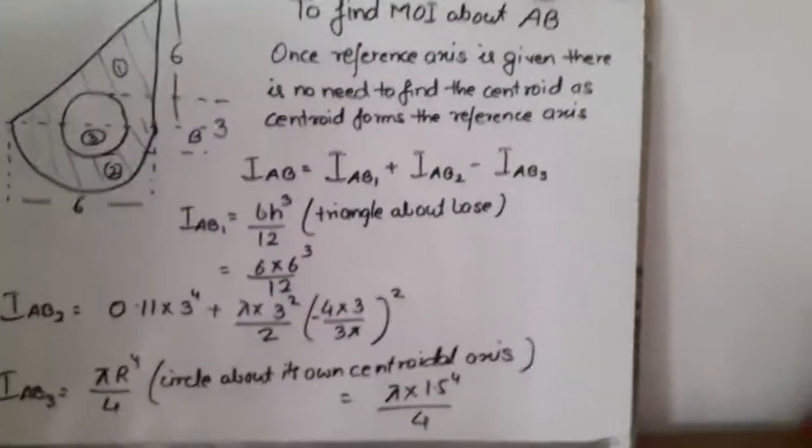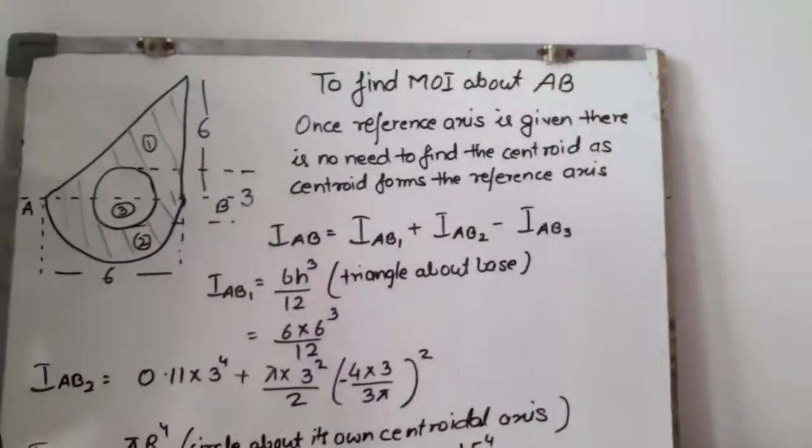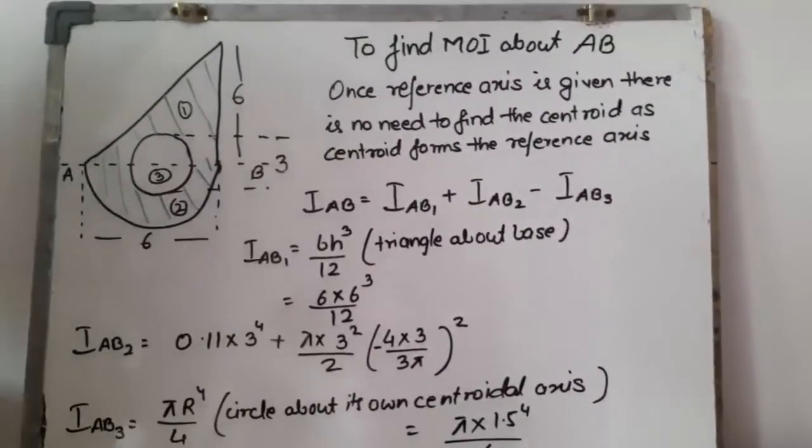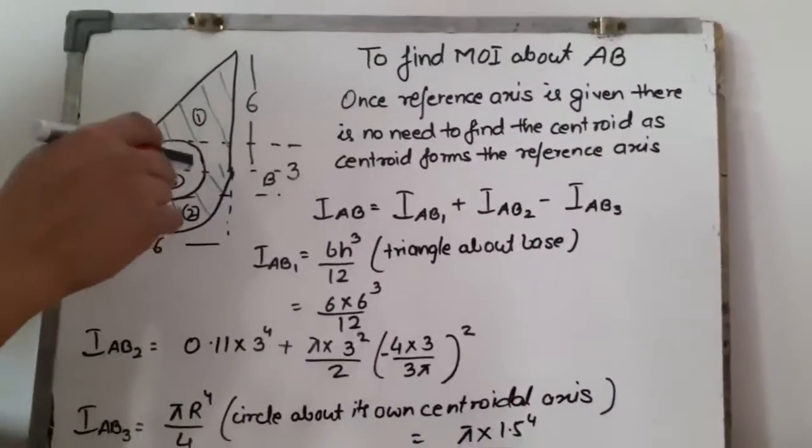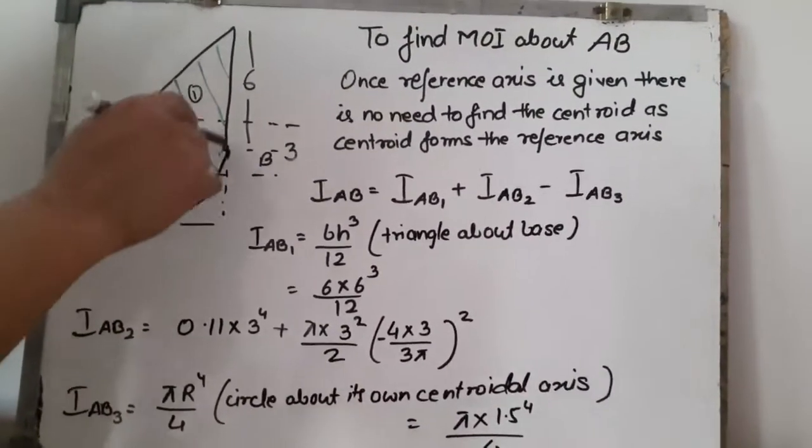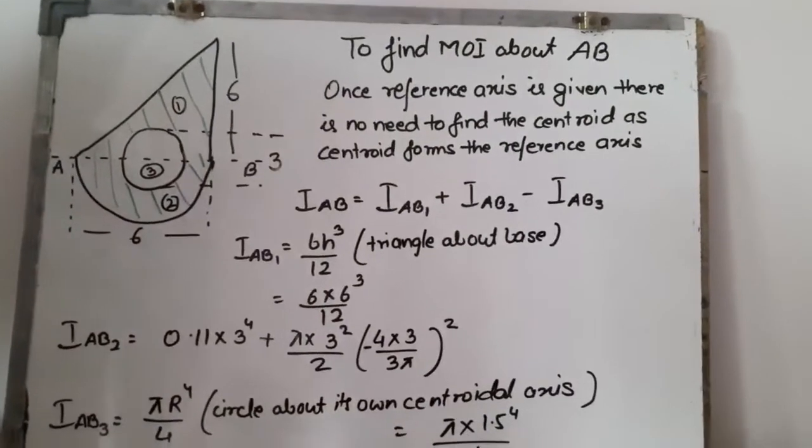So now let us take another problem. In this problem what we can see is, this is a right angle triangle from which a circle has been removed and there is a semicircle at the bottom.